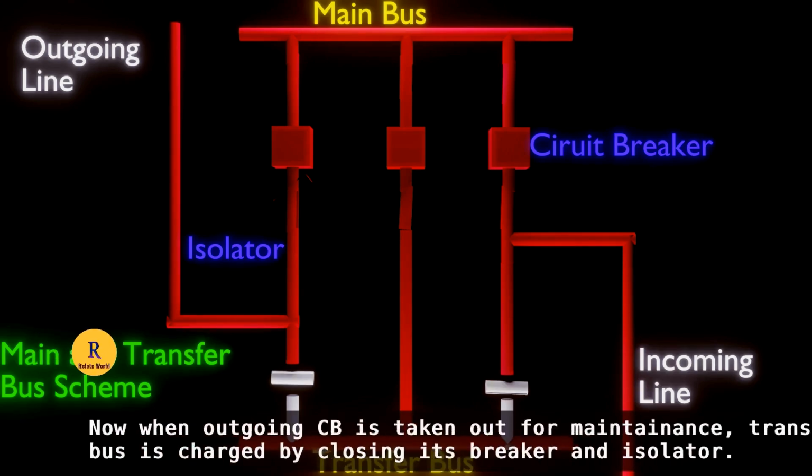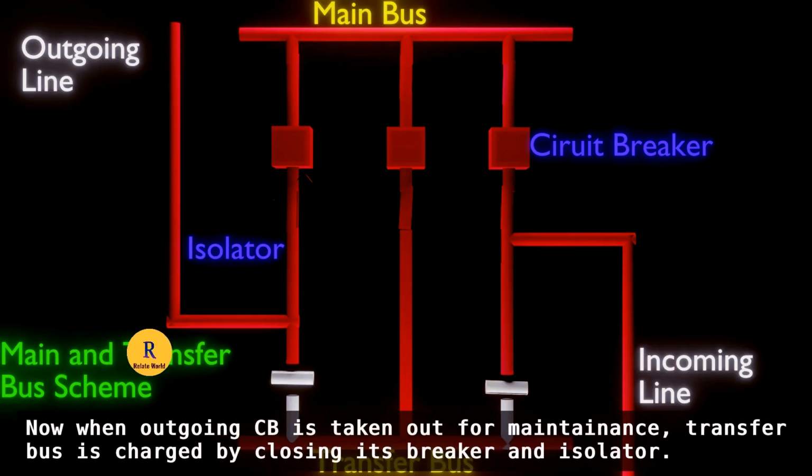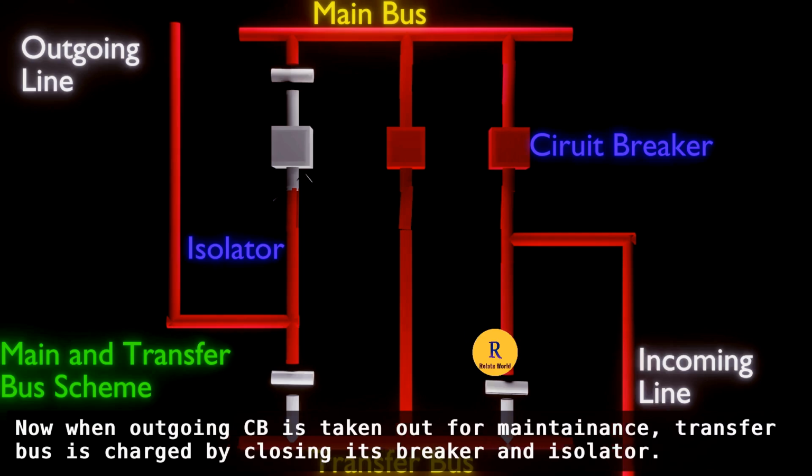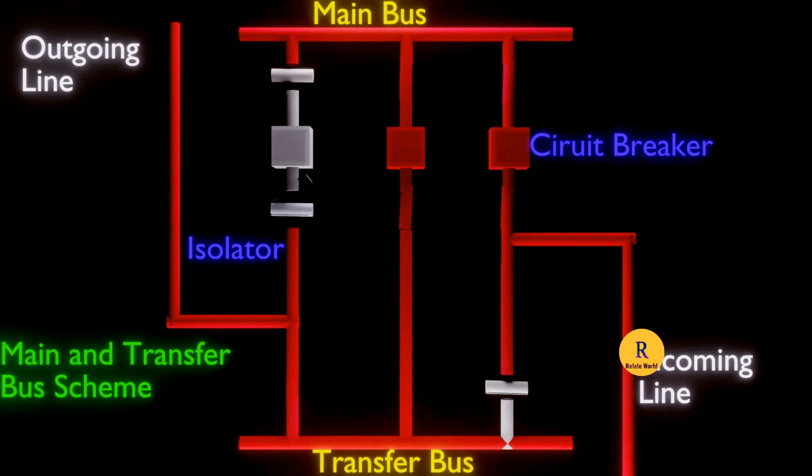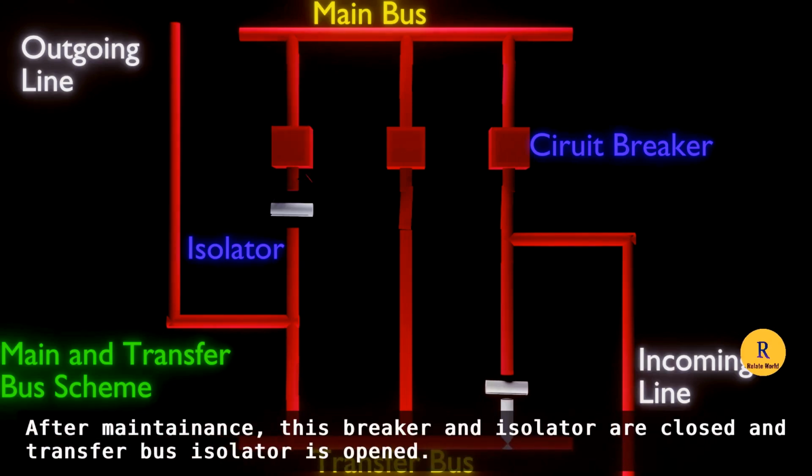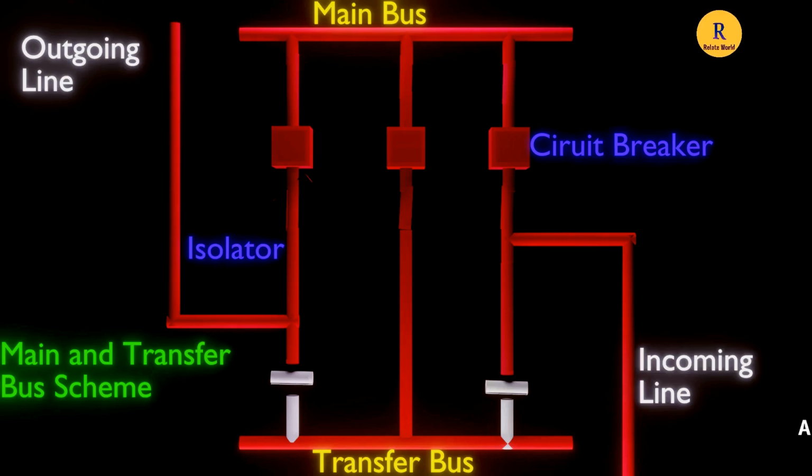Now, when the outgoing circuit breaker is taken out for maintenance, the transfer bus is charged by closing its breaker and isolator. After maintenance, this breaker and isolator are closed and the transfer bus isolator is opened. Then the transfer bus circuit breaker and isolator are opened.